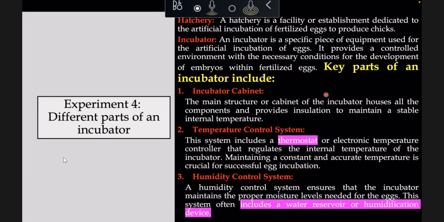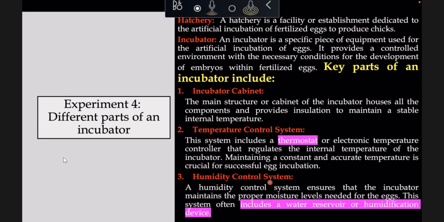The cabinet itself, we already know what the cabinet is. Then the temperature control system. There are sensors inside, maybe a thermostat that will give us the reading of the temperature inside. So if the temperature is not optimum, below or above standard, then we can control the temperature using the control panel, right? As well as the humidity.